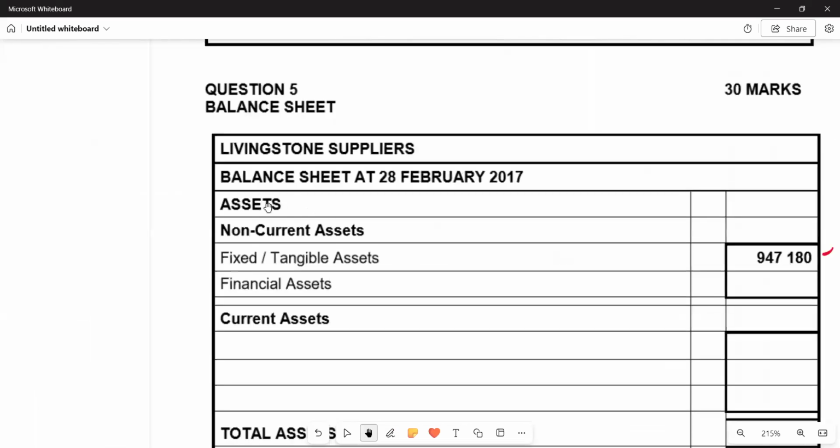On our financial assets, we are saying 60,000. And then we subtract our 25,000. The amount that we are going to get there is 35,000. So here we have 35,000. Then we can now add 947,180 plus 35,000 to get your total non-current assets, which is 982,180. Then we go to current assets.